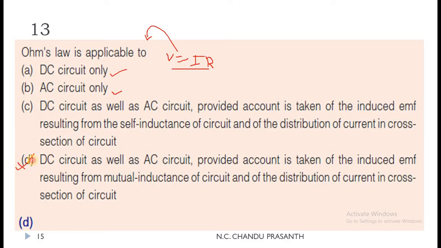What is the correct option? Option D. It is applicable to both DC circuit as well as AC circuit, provided account is taken of the induced EMF resulting from the mutual inductance of the circuit. It is important. Here they mentioned self-inductance, here they mentioned mutual inductance. So it is applicable to both AC and DC circuits, resulting from the mutual inductance of the circuit but not self-inductance.